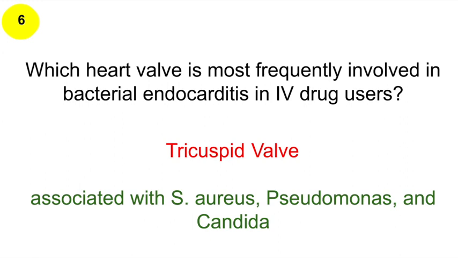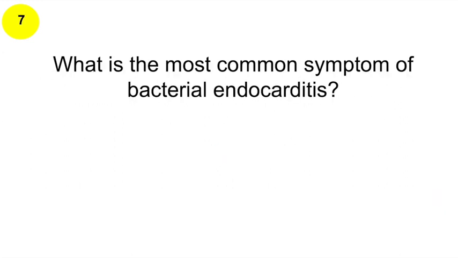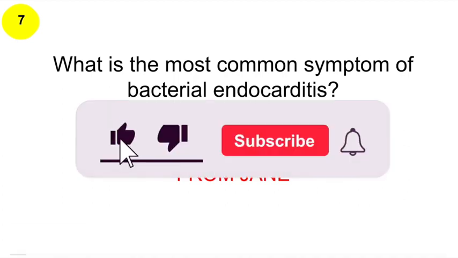What is the most common symptom of bacterial endocarditis? Fever. So you can recall the signs or symptoms of bacterial endocarditis with the mnemonic FROM JANE. F, fever. R, Roth spots. O, Osler nodes. M, murmur. J, Janeway lesions. A, anemia. N, nail bed hemorrhages. E, emboli.